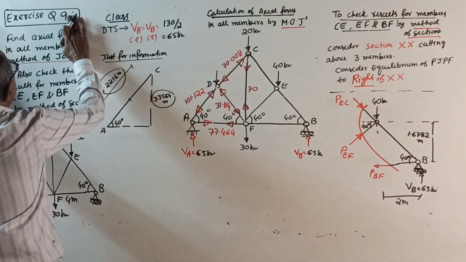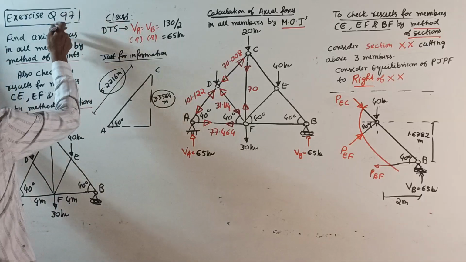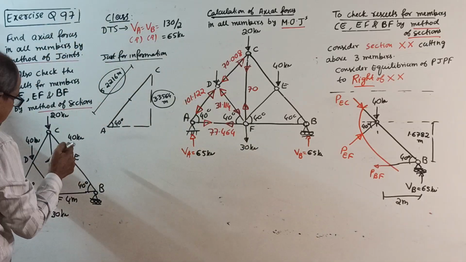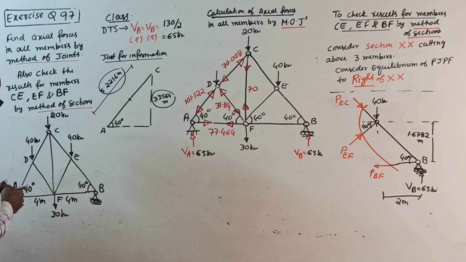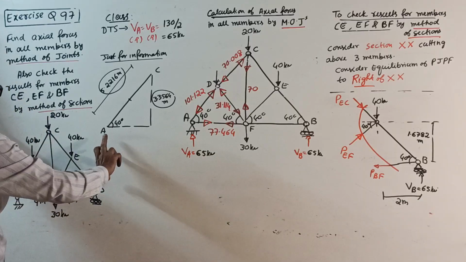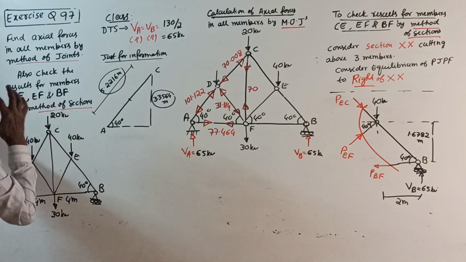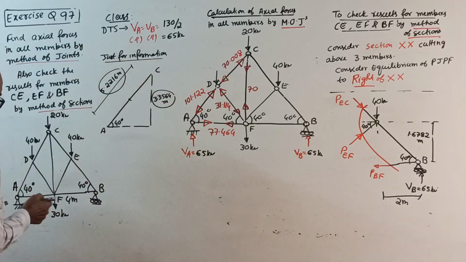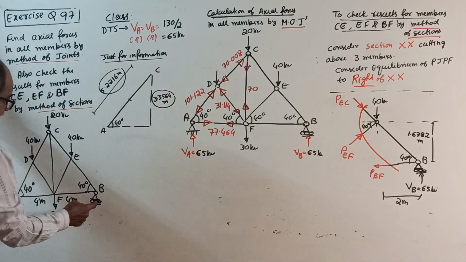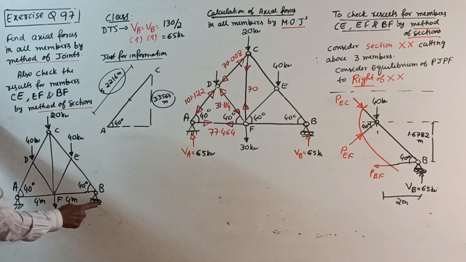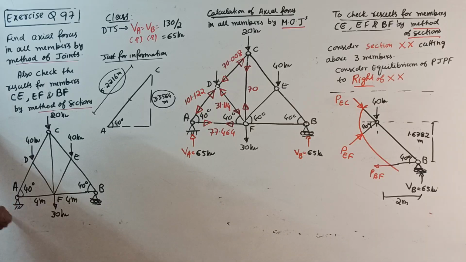Exercise question 97. See, I wrote the question here. Again same as last time. The only change is the base length given. Last time the height was given and we got the angle; this time the angle is given. Now remember, make a note: one roller, one hinge. The roller gets a vertical reaction. The hinge has vertical and horizontal.